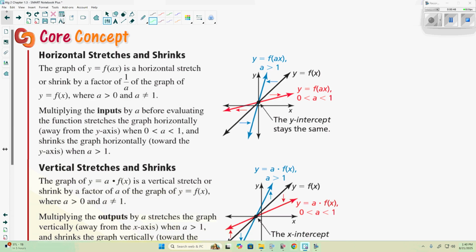All right, guys. Where we stopped yesterday was horizontal stretch and shrink and vertical stretch and shrink. Vertical stretch and shrink, we'll look at it first.